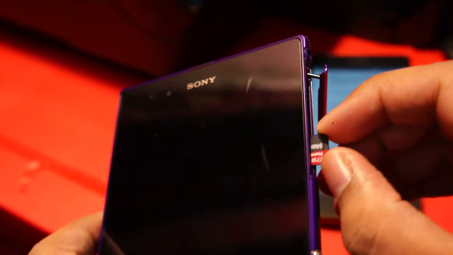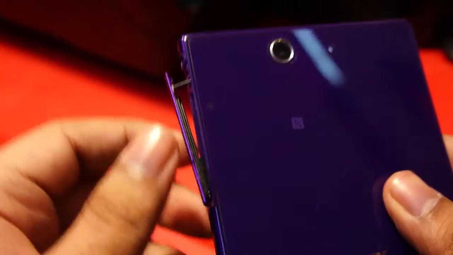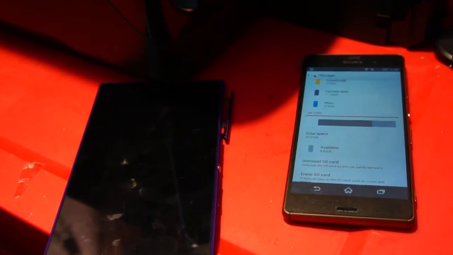So on the Z Ultra it goes in straight like this, but on that phone it goes in the other way. So don't get confused guys, I got confused unfortunately. I was just about to break this phone, and yeah, so read the manual.